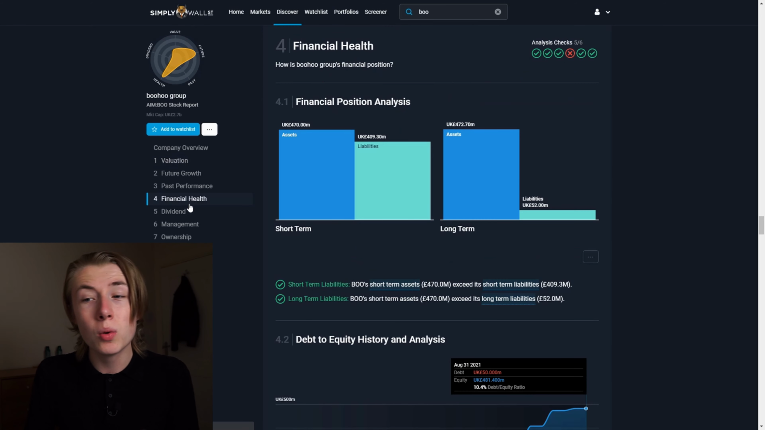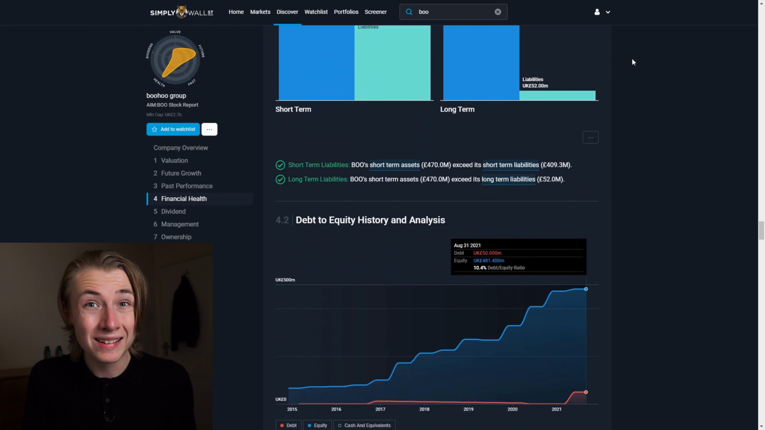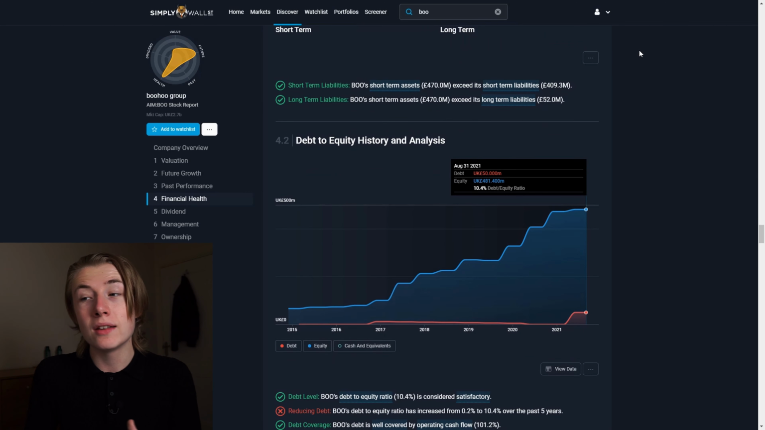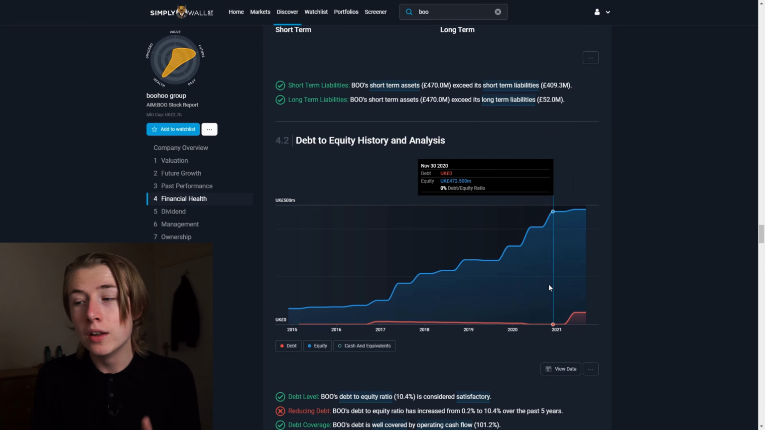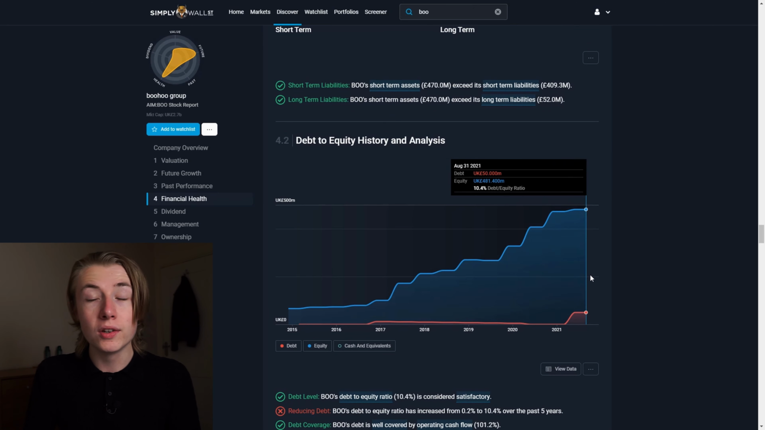What I am interested in though is the financial health. Financial health of the business is a very important metric because you can see how they will survive a tough situation. If they did, for instance, have a lack of earnings, would they go into a lot of debt and go bankrupt, or will they be able to survive? We can see that they have got a lot more short-term liabilities now. And we can see on the debt to equity history and analysis that yes, they have gone from 0% debt to now having 10.4% debt.